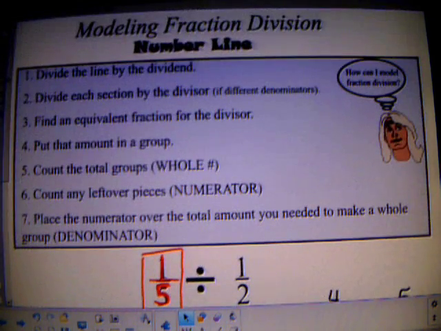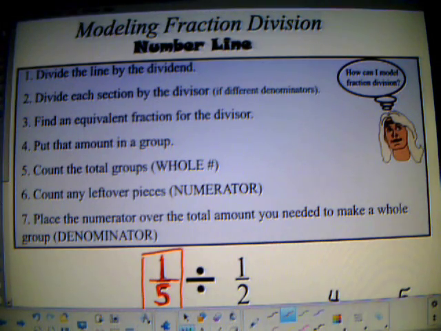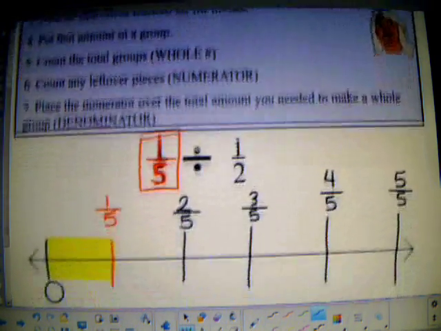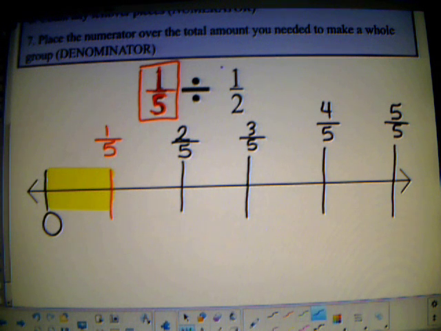So let's come back up here and notice what we've done so far. We have divided the line by the dividend. Step 2, I'm going to use blue. Step 2 says to divide each section by the divisor. So if I look back down here, my divisor is 1/2. It says to divide each section. So I'm going to divide each section in half.